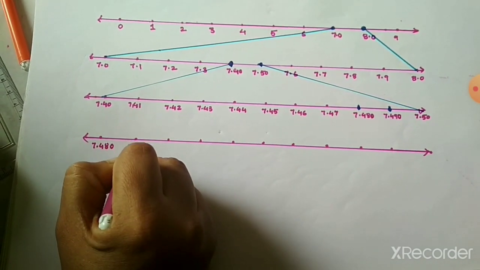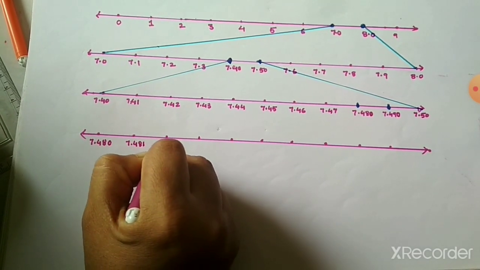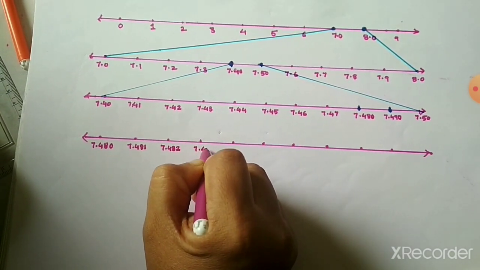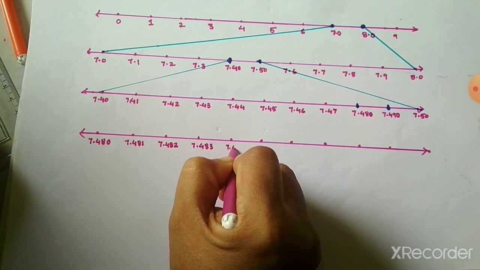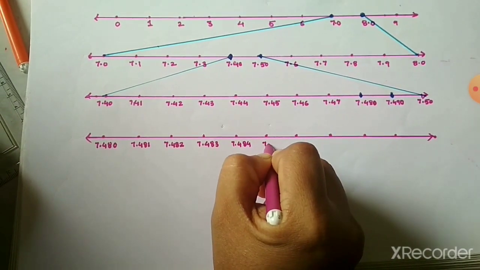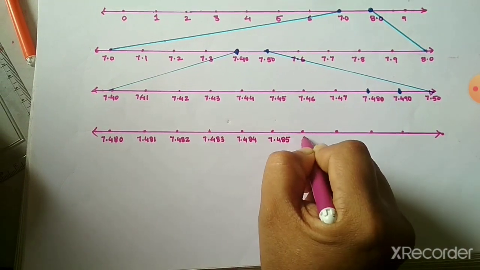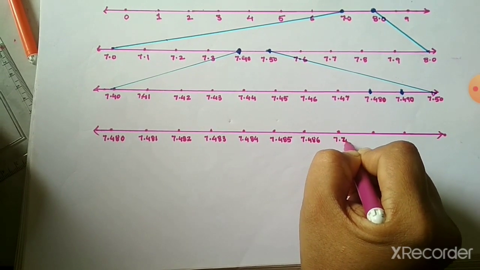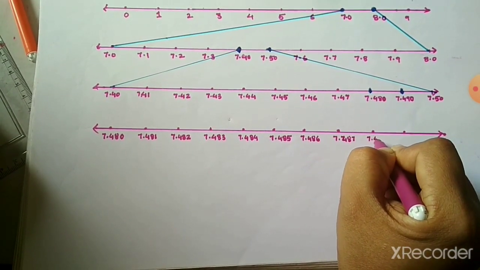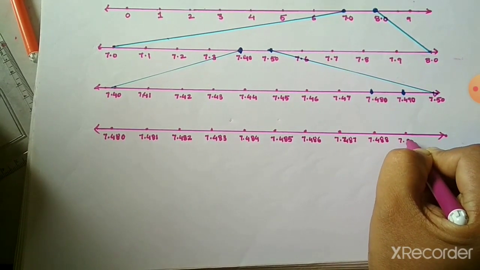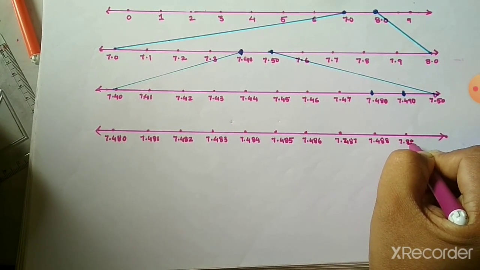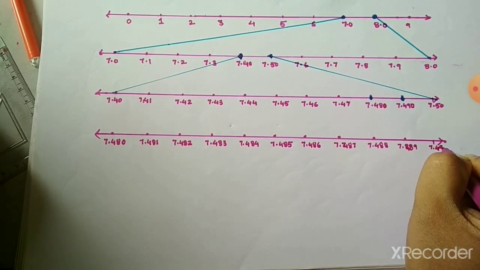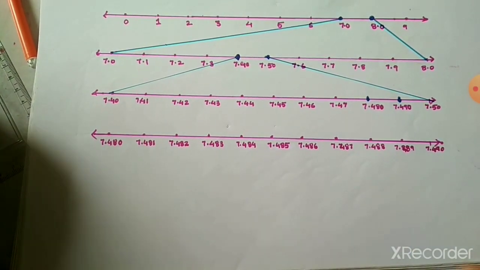7.480, 7.481, 7.482, 7.483, 7.484, 7.485, 7.486, 7.487, 7.488, 7.489 and 7.490. Correct? Now what is my question?